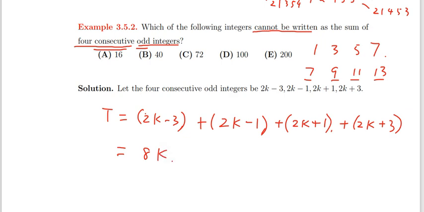So a sum of 4 consecutive odd numbers should be a multiple of 8. So we just check which one cannot be a multiple of 8. So we say this, right? 100 is not a multiple of 8. This number, 100, is not divisible by 8.